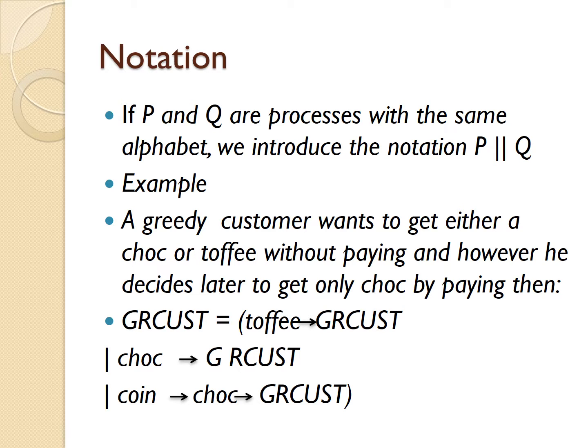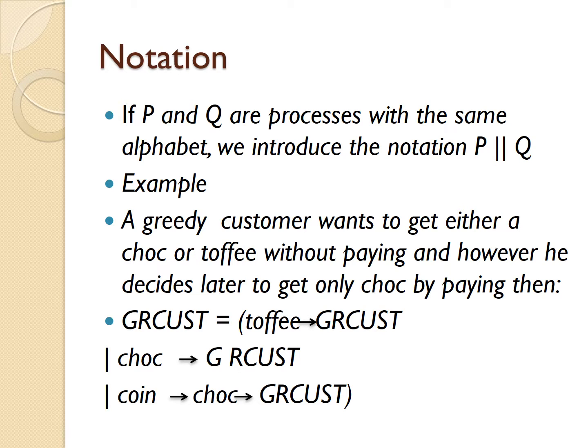A greedy customer wants to get either a chocolate or toffee without paying. However, he decides later to get only chocolate by paying. He wants only chocolate, not toffee. First he decided to get the toffee or chocolate without paying, and later, by paying, he wants to get only chocolate. Let us see how this is represented using the basic notations.